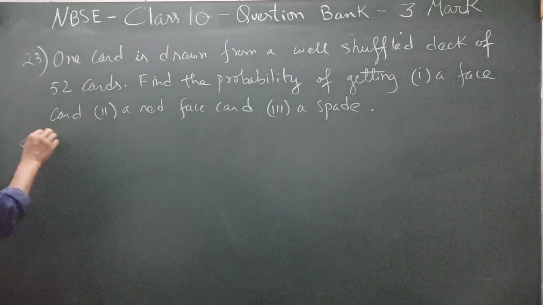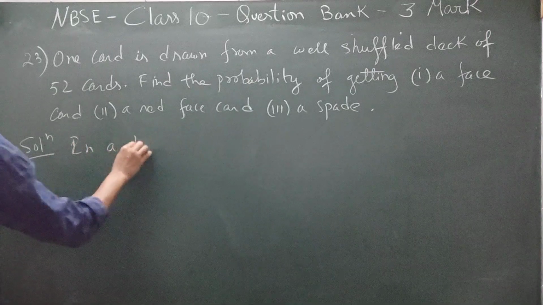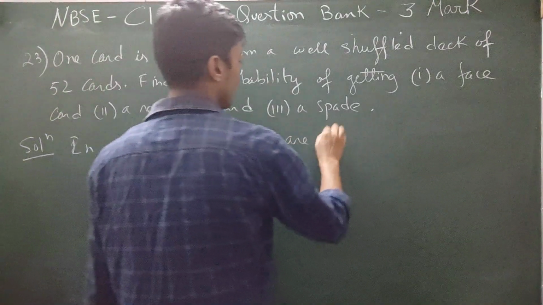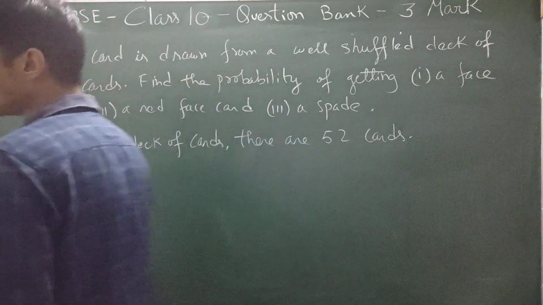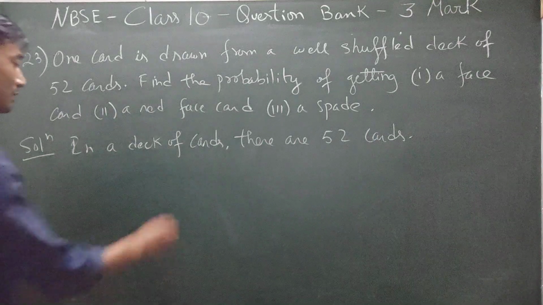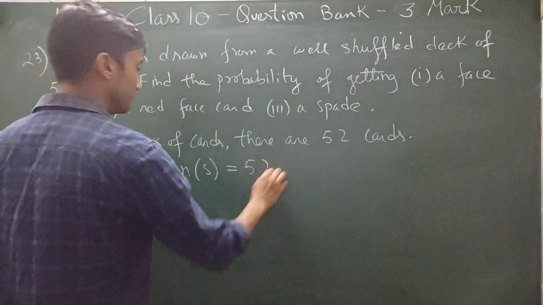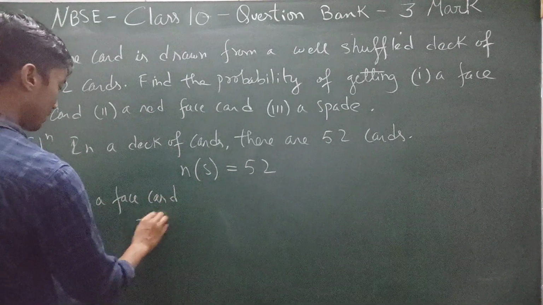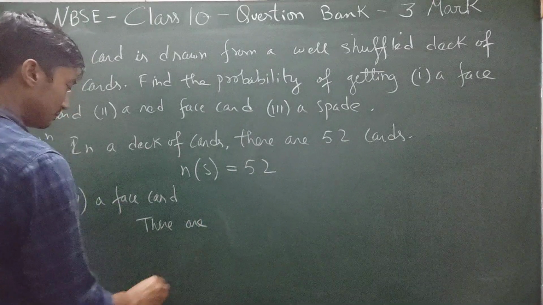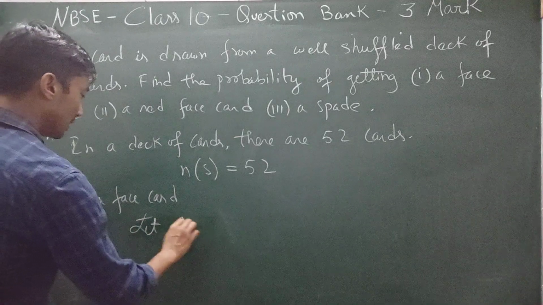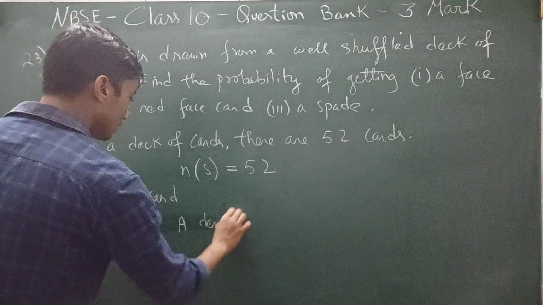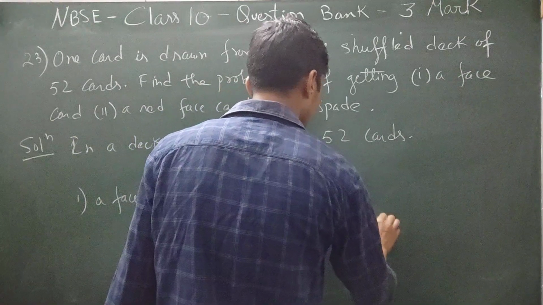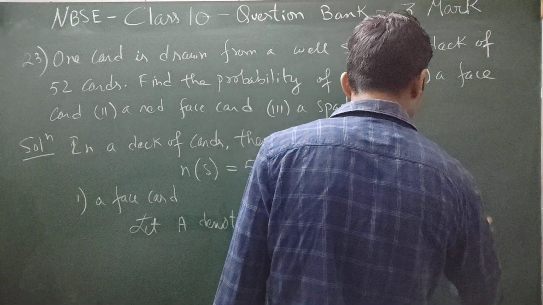Now in a deck of cards, solution, very simple. In a deck of cards, there are 52 cards. Deck of cards means packet. Okay, in a packet of cards, there are 52 cards. So total outcomes N of S is 52. Now number 1, a face card. We'll just do the basic way. Let A denote the event of getting a face card.